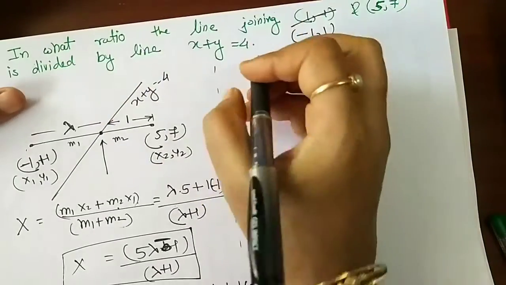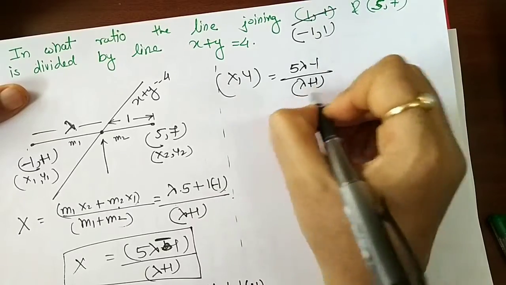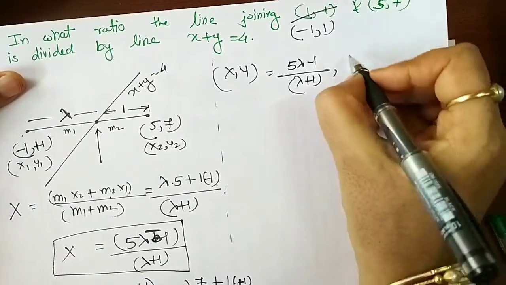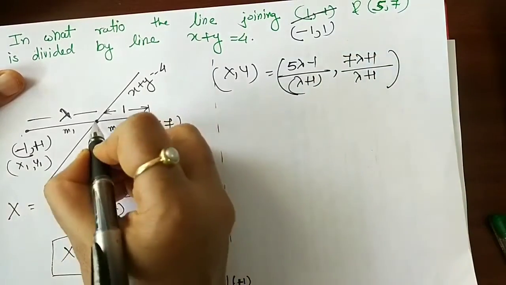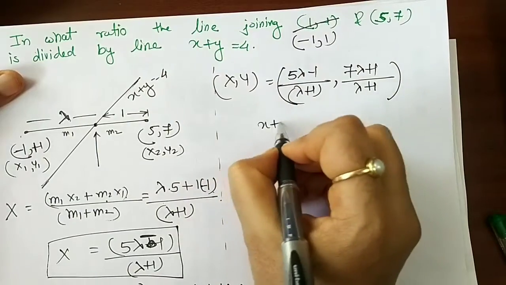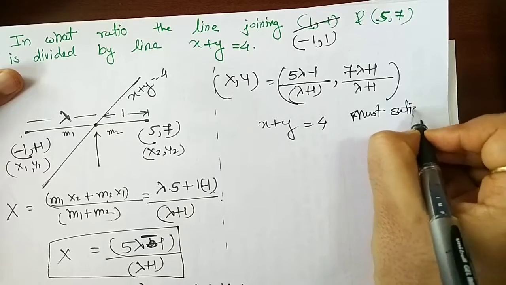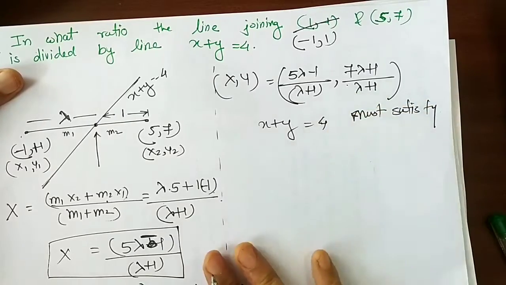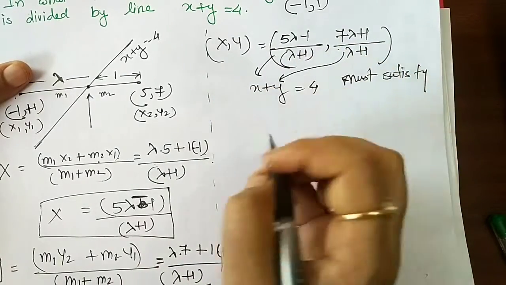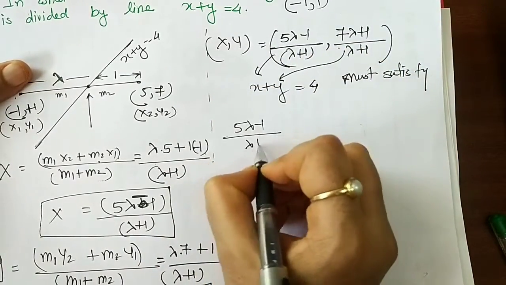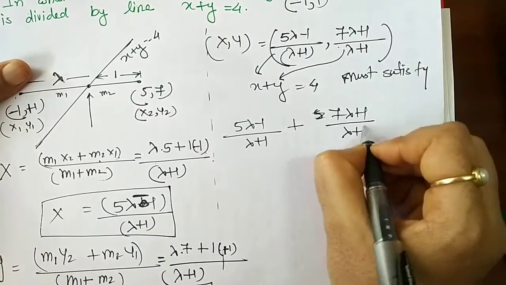Okay, so I got x and y, this point. Let me write down x comma y. I got 5 lambda minus 1 by lambda plus 1, comma, what was y? 7 lambda plus 1 by lambda plus 1. Now this point is present on this line, x plus y is 4, so it must satisfy this line, right? So I will put it here to calculate lambda. Okay, x here and y here. So 5 lambda minus 1 by lambda plus 1 plus 7 lambda plus 1 by lambda plus 1 is 4.